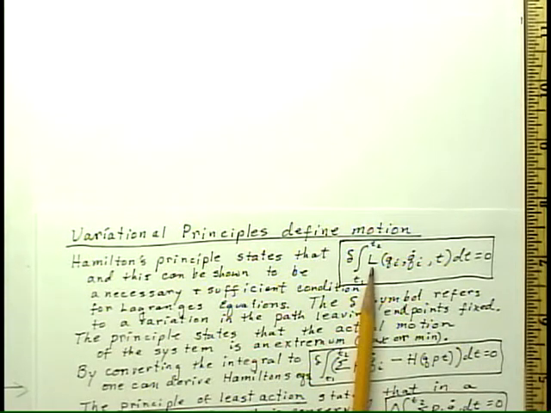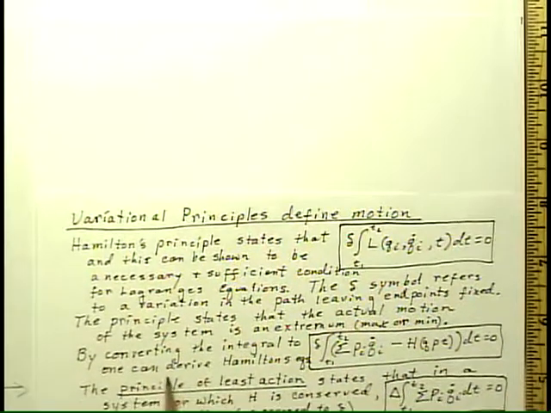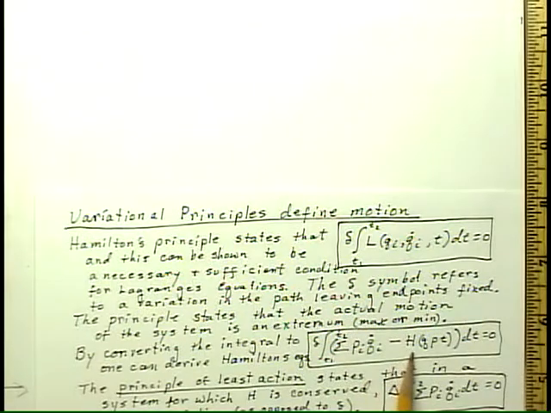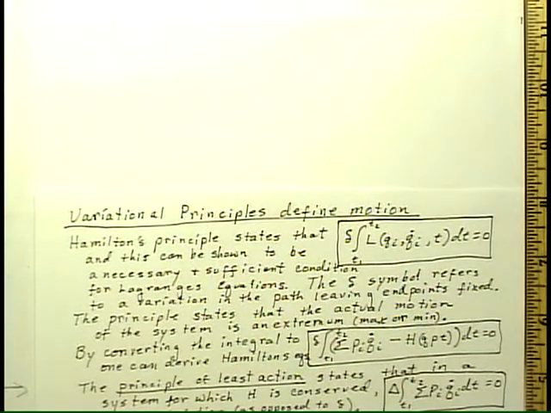Since we know the relationship between the Lagrangian and the Hamiltonian, we can convert that integral to another form, which is in this form right here. So it's a variation of the integral from time t1 to t2 of the sum of all the p_i q_i dots minus the Hamiltonian. And if we take that entire term, the variation of it is equal to zero.